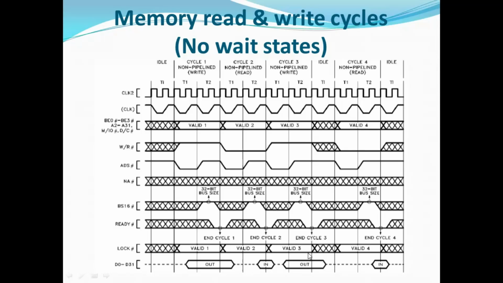A clock signal is there, bus enable signals and address signals A2 to A31 and W/R signal is there, a ready and a lock and D0 to D31 data bus, a 32-bit data bus is used here.